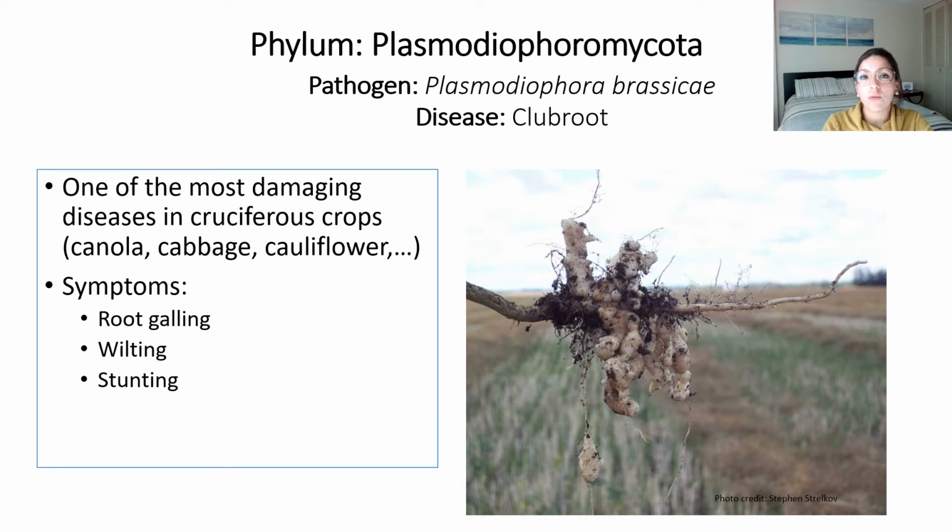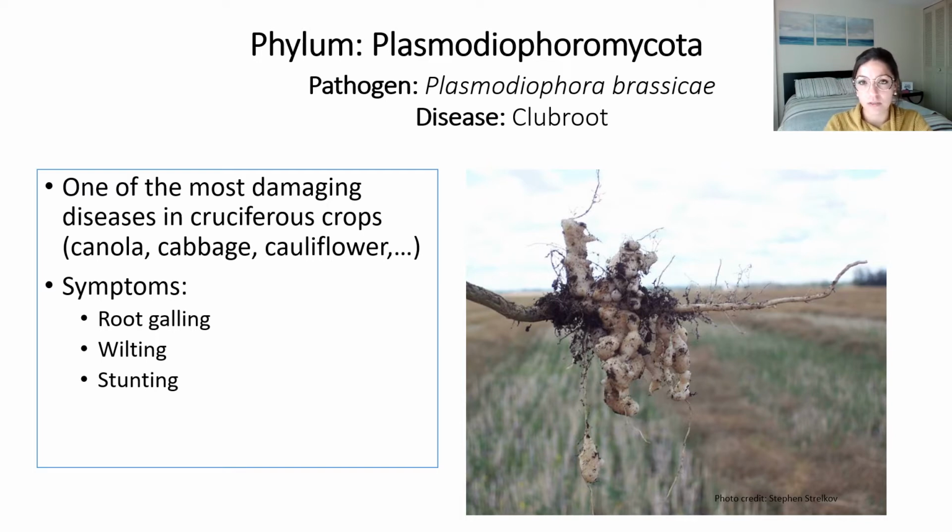The second disease that we will study is clubroot disease. This disease is caused by Plasmodiophora brassicae, and it is one of the most damaging diseases in cruciferous crops, including canola, broccoli, and cauliflower. Once the disease is in one field, it can cause serious yield losses, and it can even impede the growing of any crop in that field.